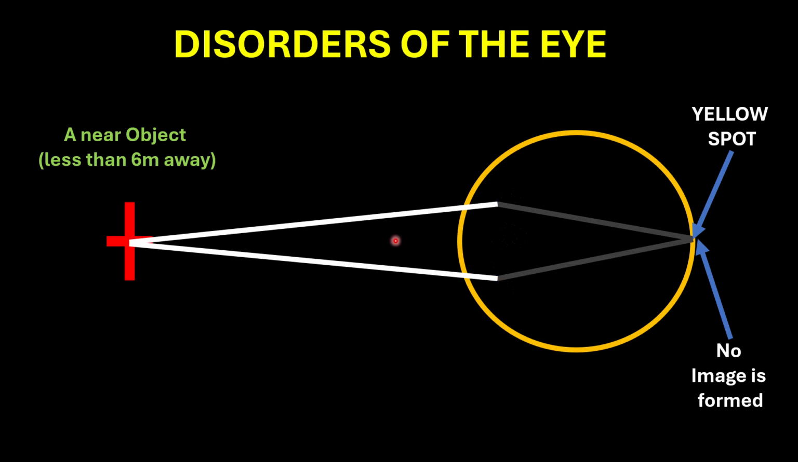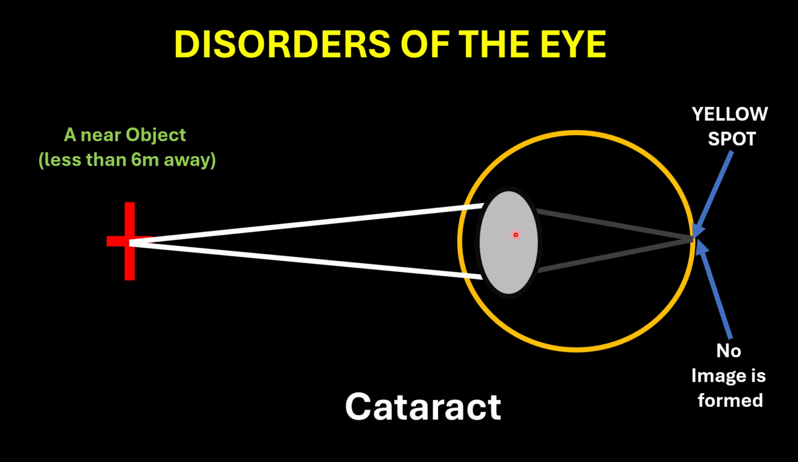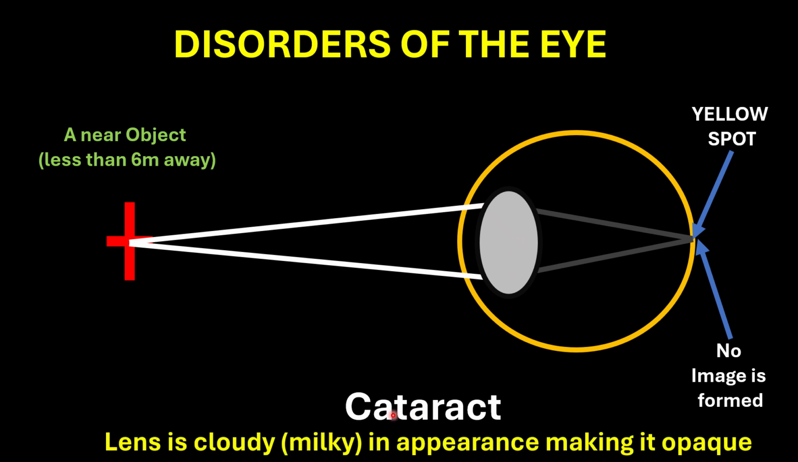And when the object came nearer, guess what? Same thing happened. Now check the behavior of the lens. The lens became even more convex. But then, yet still, nothing was seen. Okay, the person still couldn't see, even though we changed the position of the object. What is happening? Why can't the person see?